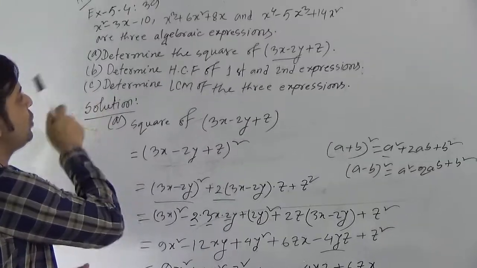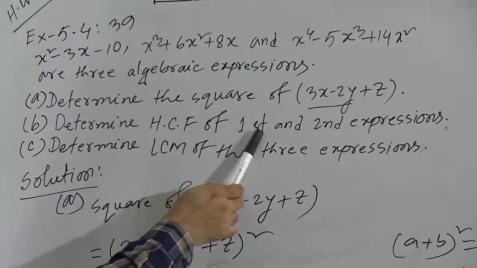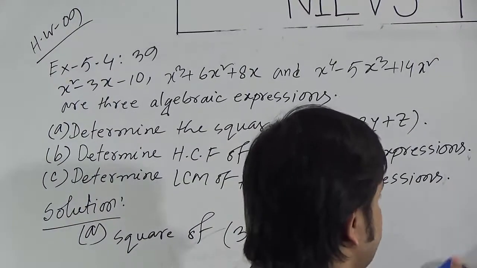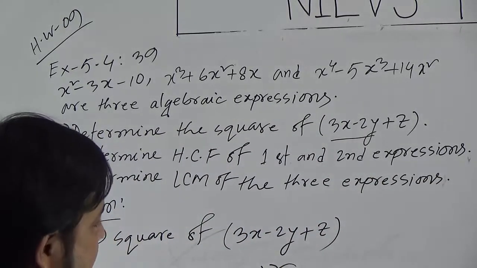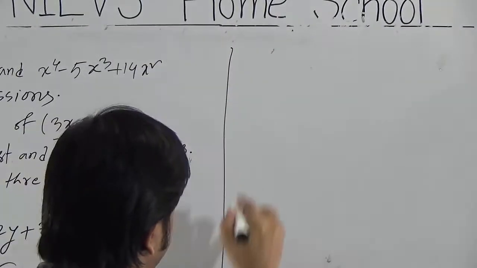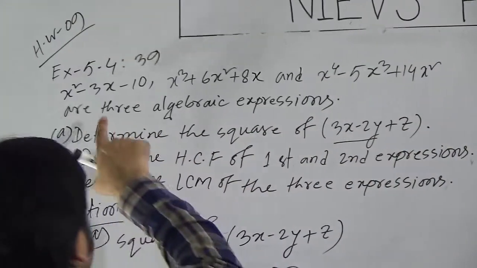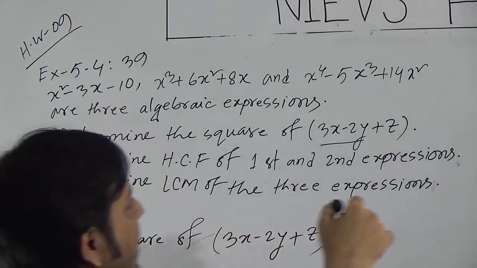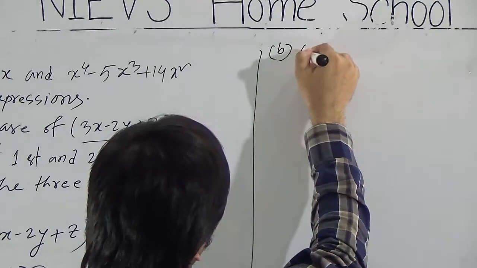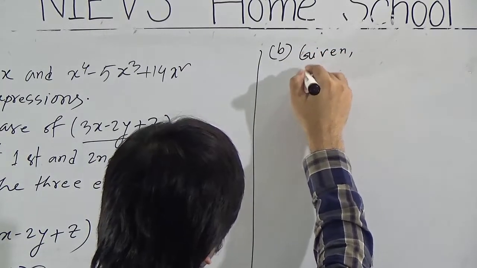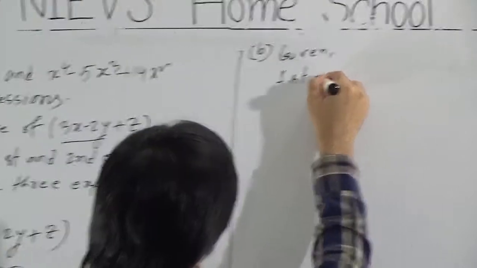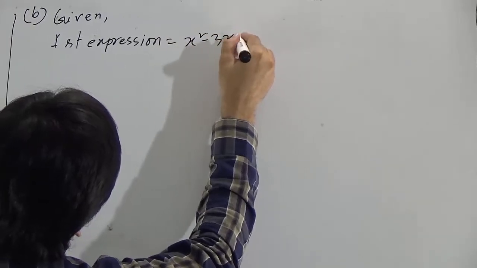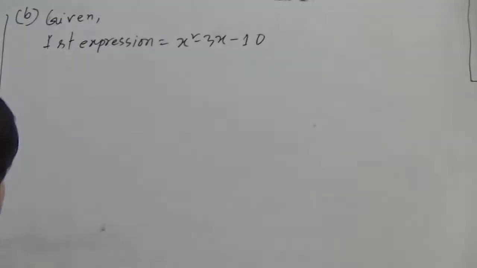Now I have to go to question B. Question B is determine the HCF of first and second expression. Dear students, look at the stem. What is the first expression? To solve B, we need to go to the first expression. Our first expression is x square minus 3x minus 10. So we can write the given first expression x square minus 3x minus 10. This is our first expression.